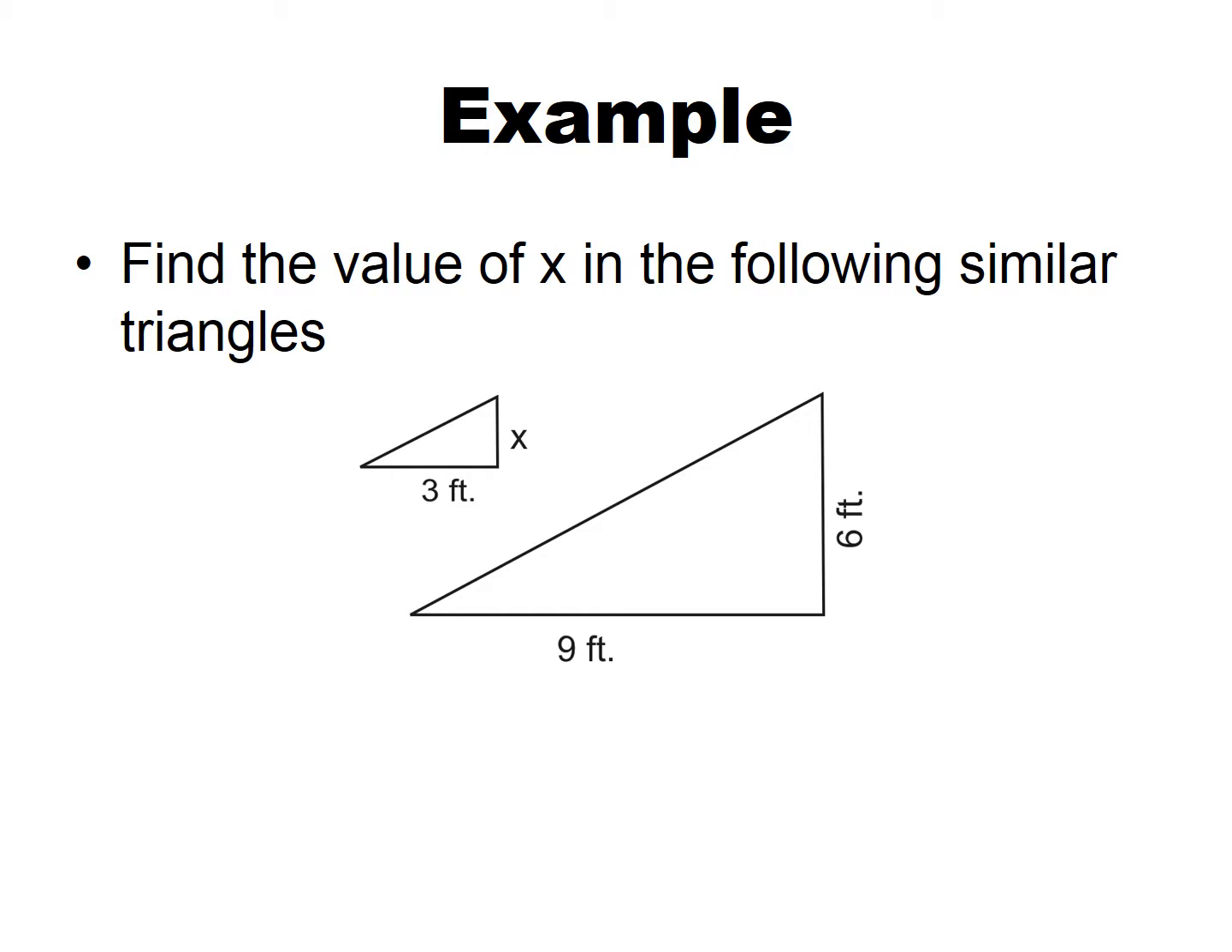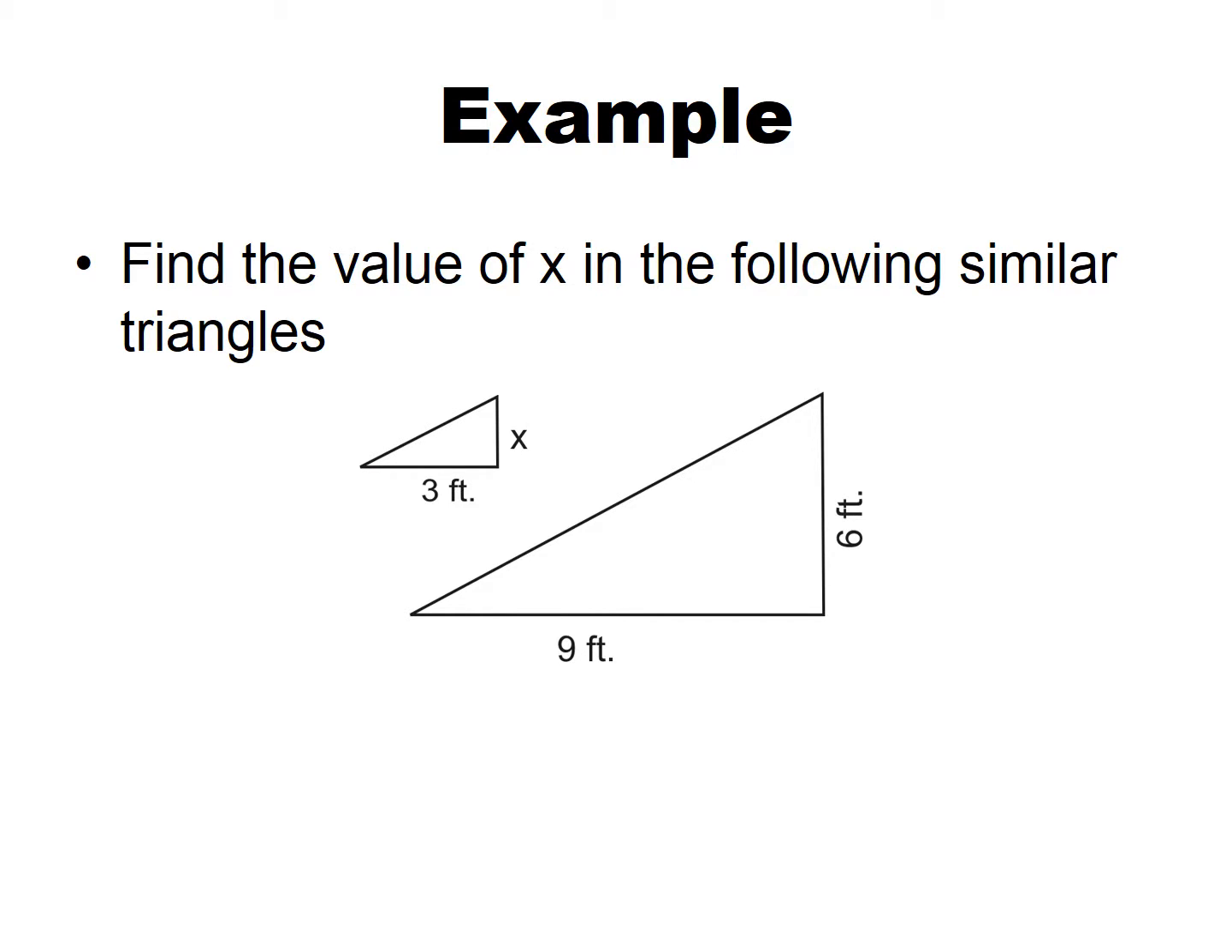Here's another example, a little different question. Find the value of x in the following similar triangles. So we're told that we have two similar triangles. That means that this triangle is just a scaled up version of this triangle. We're told that this bottom side is 3 and this bottom side is 9. This is our unknown. This is 6. Now we're not told the lengths of those long sides, but that's not really important.